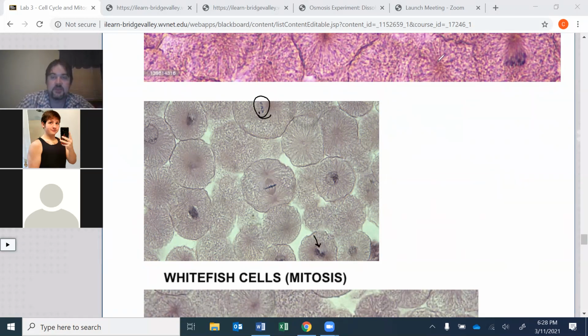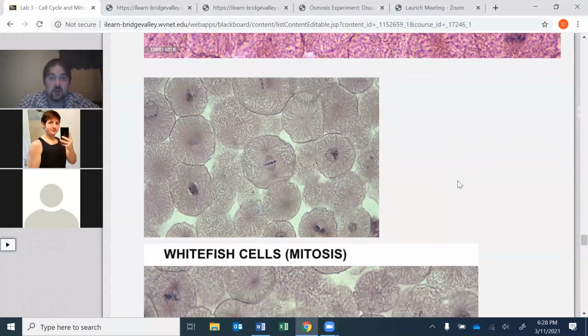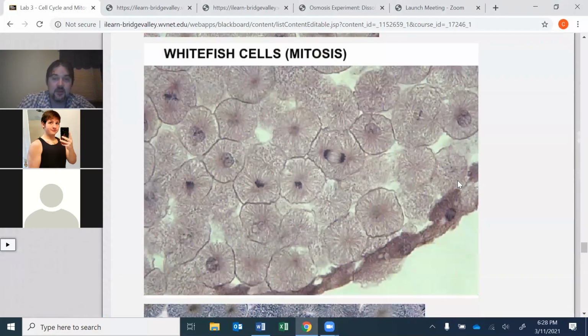When I choose the pictures for the test, I'm not trying to trick you. I will choose one to where there's no doubt of what you're looking at. And so when you look at these, you look at them and go, okay, it looks like this guy over here is in metaphase, right here. It has a dark line.